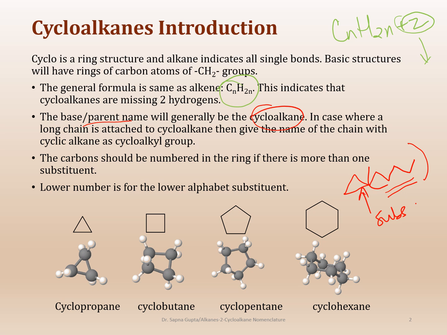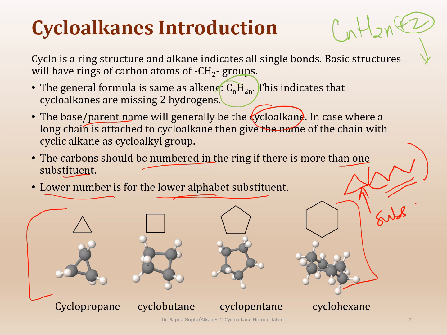Okay, then you also have to number the carbons if there is more than one substituent. If there is only one, you don't have to. That's the nice thing about cyclic compounds. And then, of course, here the numbering. Remember how we talked about it? If you have 2 substituents in there, you give the lower number to the lower alphabet substituent. Okay, it's not about the size, it's about the alphabetization. So first of all, these are the rings that we are dealing with most of the time, and those are cyclopropane, cyclobutane, cyclopentane, cyclohexane.